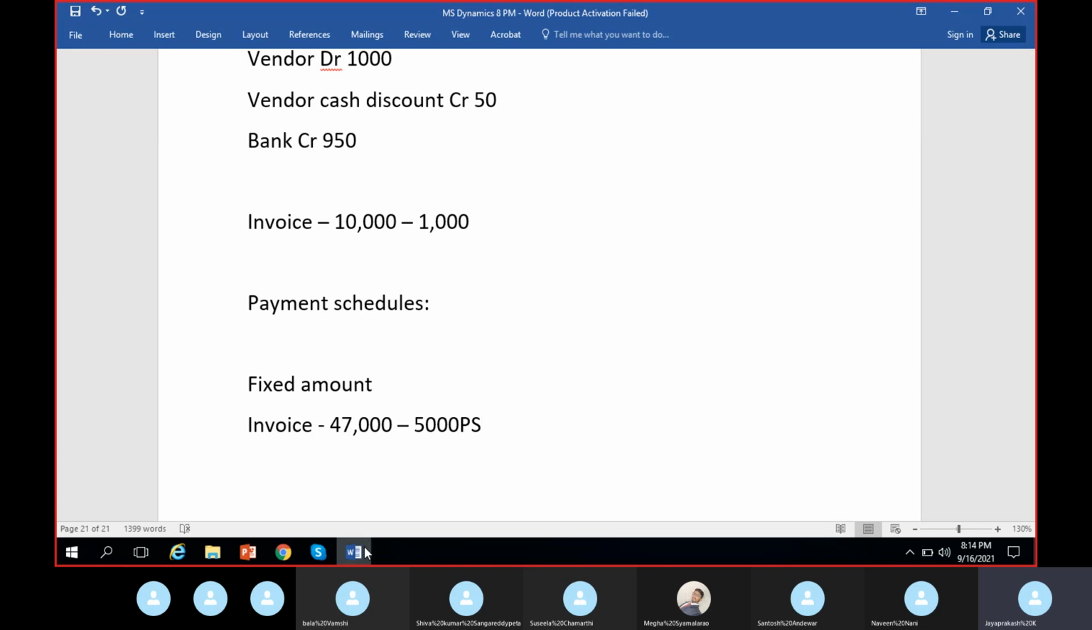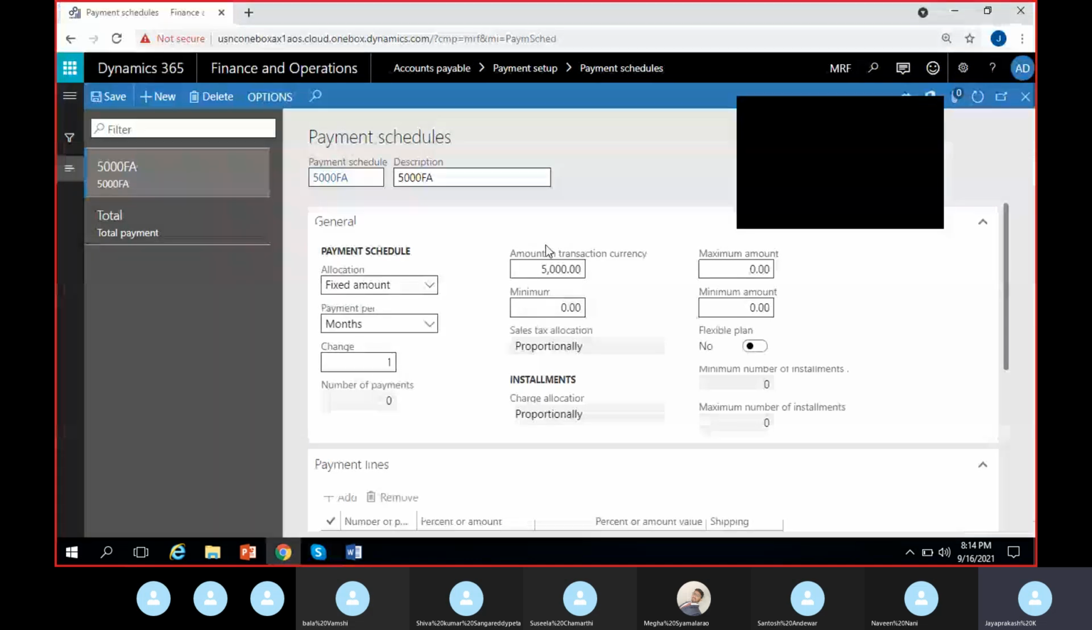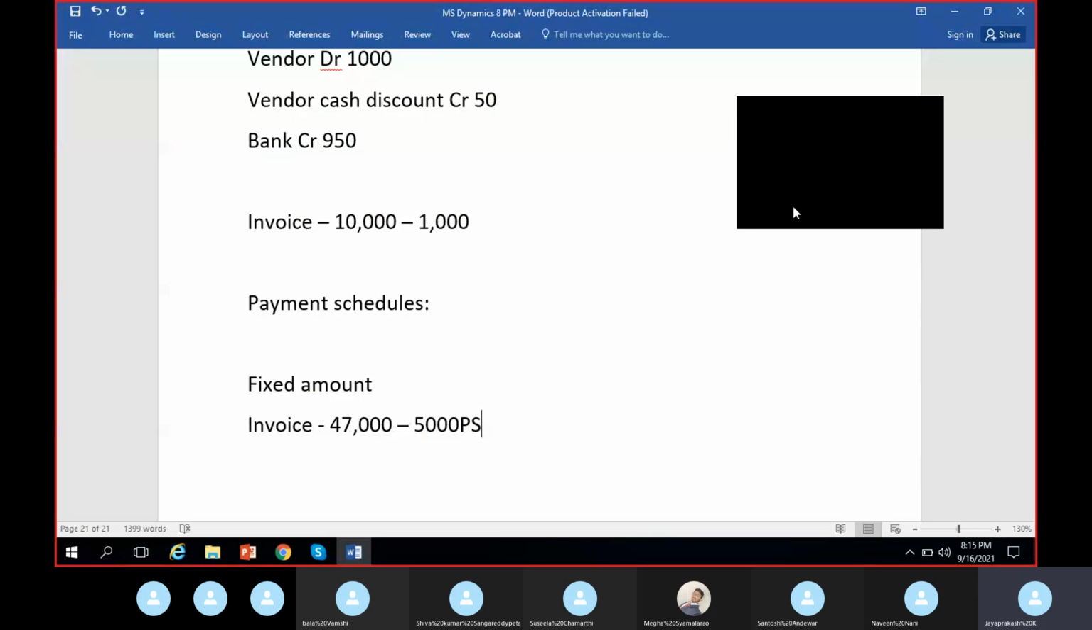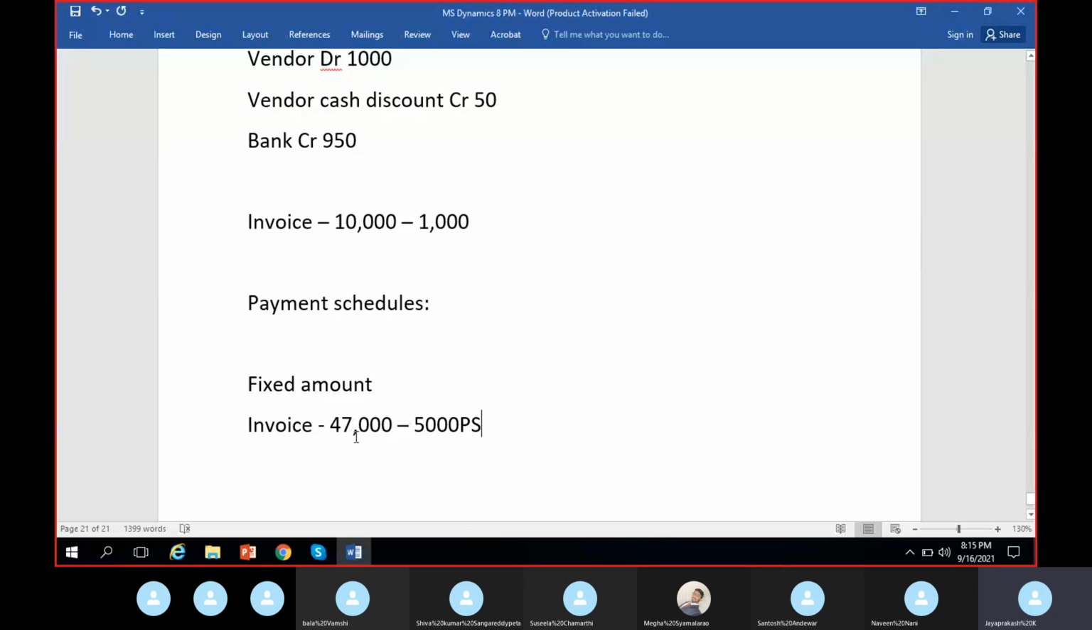Okay, so in this field, I can give the minimum amount that can be there in the next or the last installment. Suppose I say the minimum amount should be 500. My invoice amount is only 45,400. 45,400 is my invoice amount.